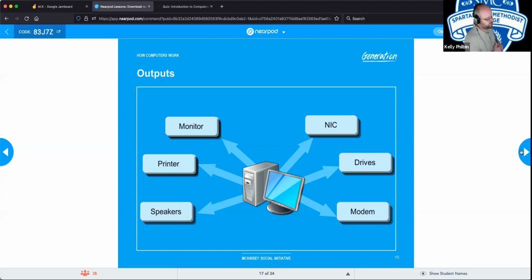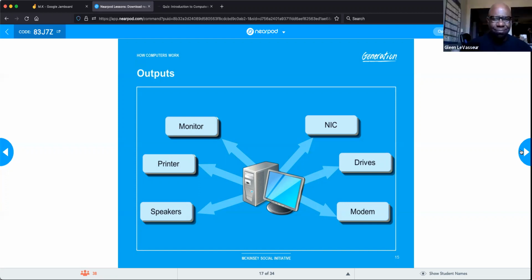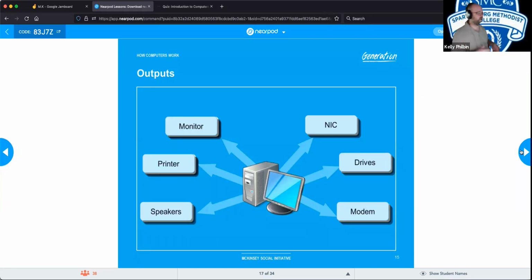Any other output devices we could think of? Headphones? Headphones, yeah. I don't know if that's like virtual goggles. Yeah, I mean, but that would be a variation of a monitor. So virtual reality or augmented reality, that would be an output device. That would be something where you would be receiving that information.